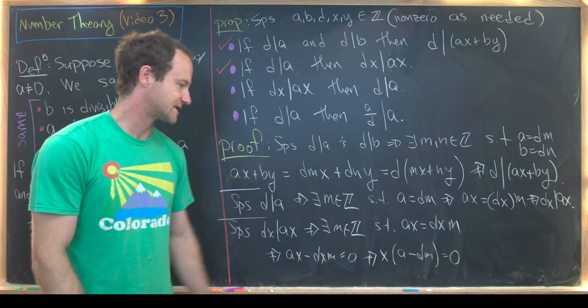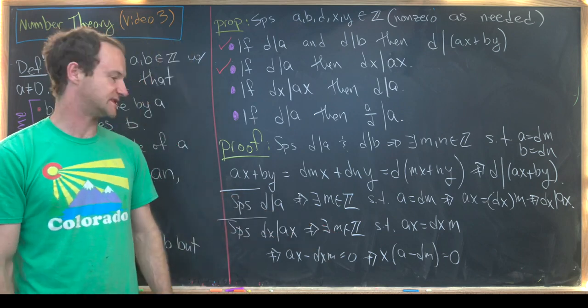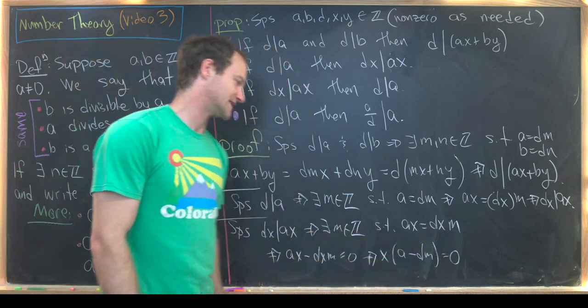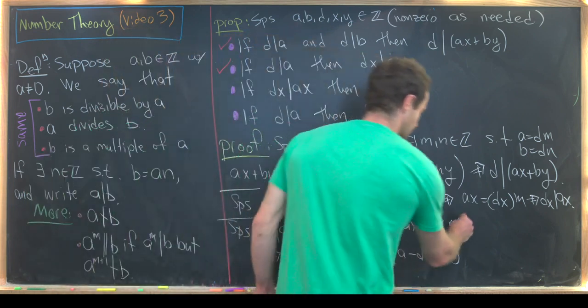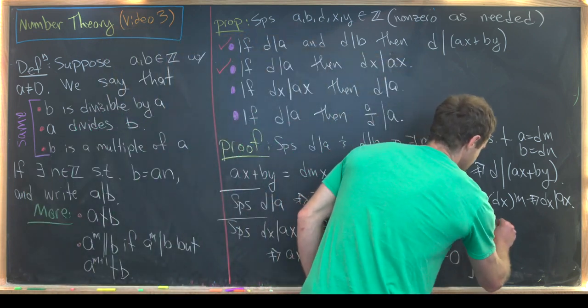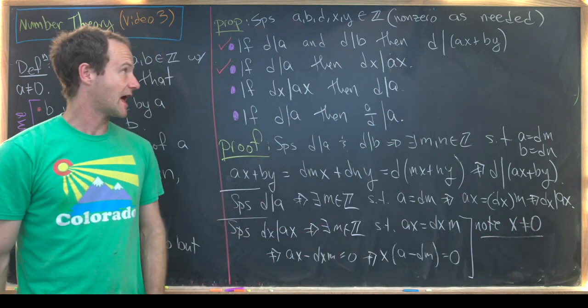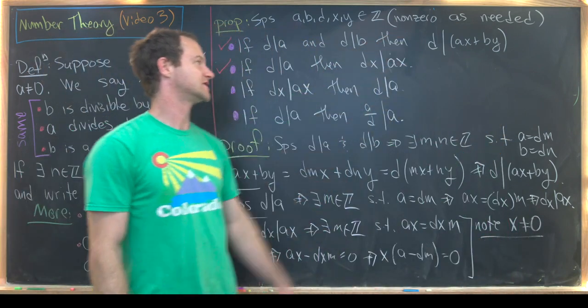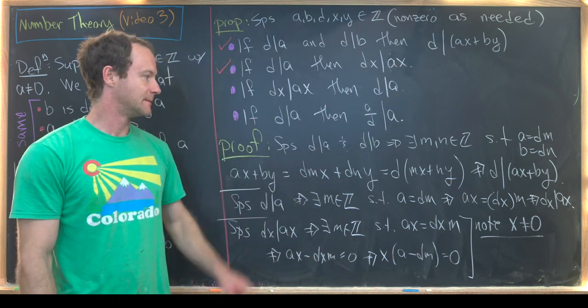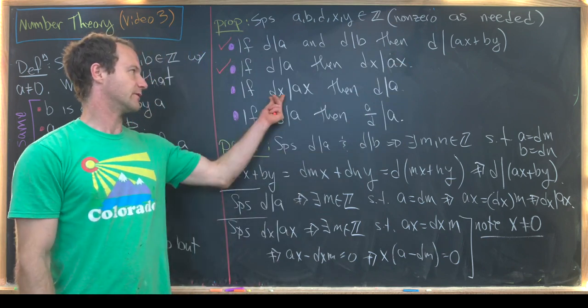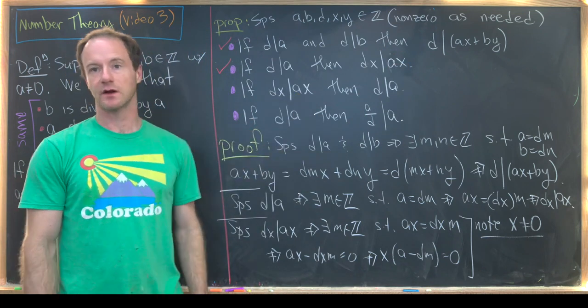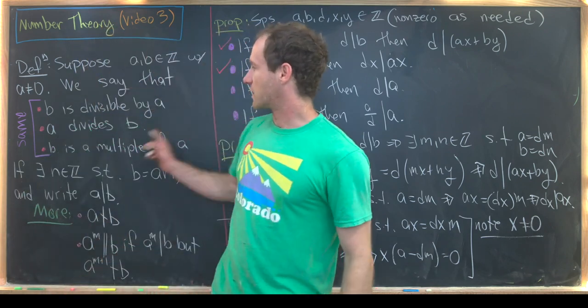Okay, but that tells us that either x is equal to 0 or a minus dm is equal to 0. So let's maybe notice that x is not equal to 0. How do we know that? Because these things are non-zero as needed. And if x were equal to 0, we would have 0 divides 0 here, but that's not allowed over here.